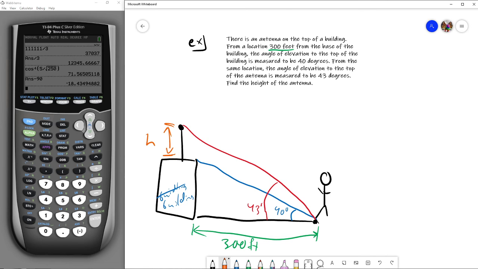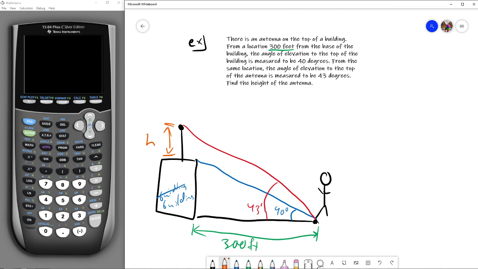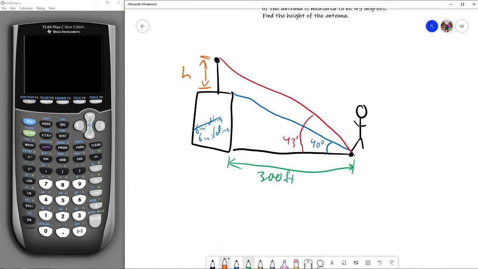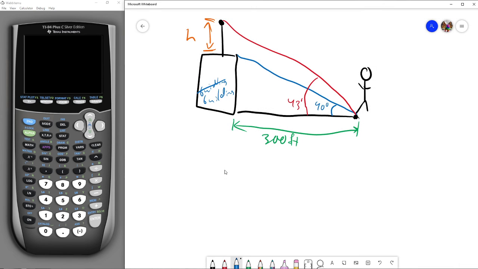So, looking at this, we have two triangles here, right? So, if we go back here, we have this nice blue triangle. Let's clean this up a little bit. So this here, we'll just call it Y. Y, we'll say, is the height of the building. We know that we have an angle of 40 degrees and that this is 300 feet.